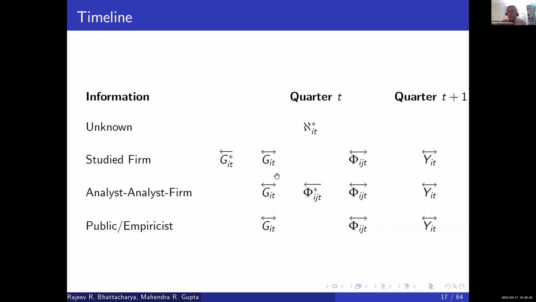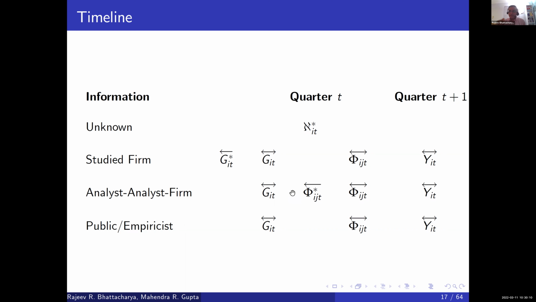GIT, double arrow, the firm provides this guidance. That is publicly available information. Double arrow means it's publicly available information, which means, of course, it's available to the studied firm, the analyst, and the empiricist. Having observed this guidance and doing its diligence, phi IJT star, left arrow, is analyst J's best estimate of studied firm I's actual earnings in quarter T.